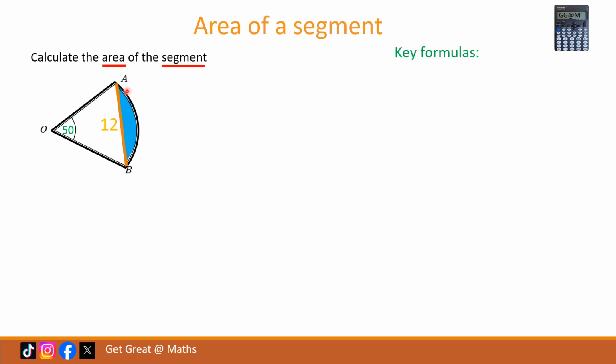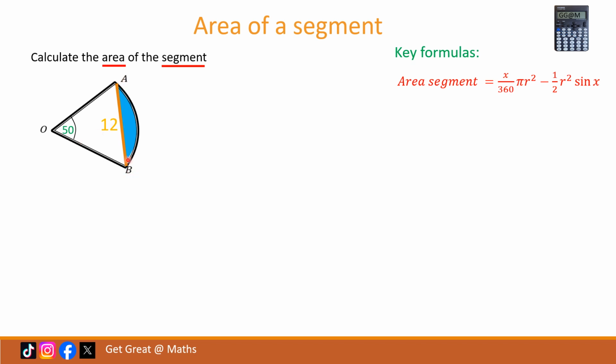Now the key formula we're going to use to be able to answer this question is that the area of the segment is the angle divided by 360 times the formula for the area of a circle, which is pi r squared. Take away the area of the triangle, which is a half r squared sine x, where x is the angle, and in this case x is going to be 50.